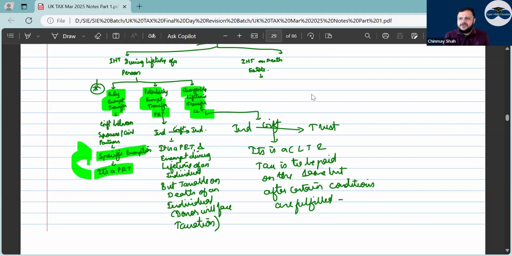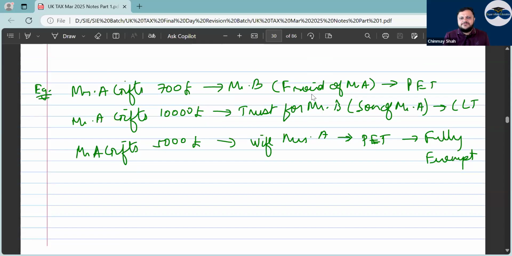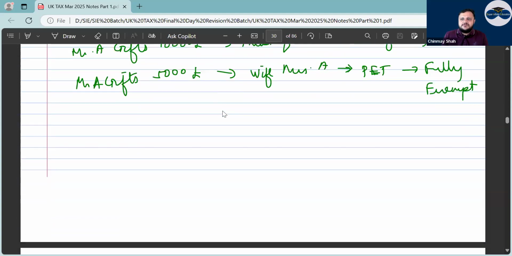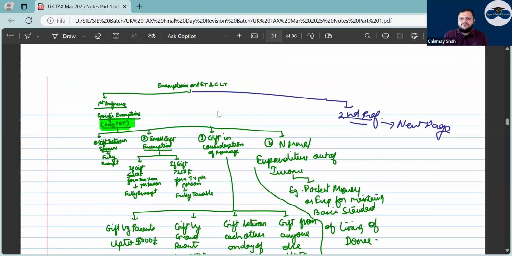What are the three types? One is fully exempt, between husband and wife or spouses, correct? So have a look. Mr. A gives 700 pound to Mr. B is a PET. Mr. A gives 10,000 to a trust for Mr. B, son of Mr. A, is a CLT. Mr. A gives 5,000 to wife, fully exempt transfer. Then you have exemptions on PETs and CLTs, correct?